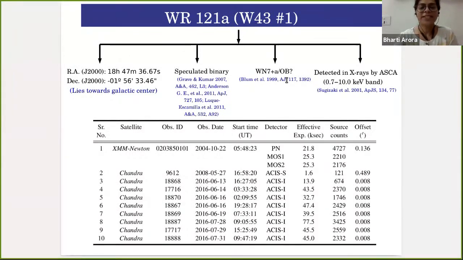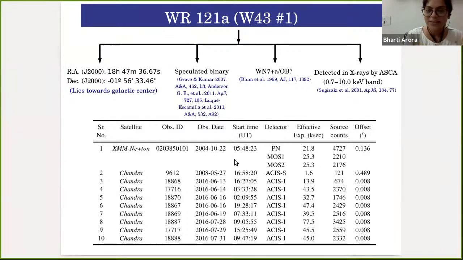This object was first detected in X-ray by the ASCA Galactic Plane Survey in the 0.7 to 10 keV energy range. Therefore, the motivation to study this source is to systematically search for its binarity. For that, we have used archival X-ray data from XMM Newton and Chandra, as listed in this table. This source was observed for a total of 10 epochs by XMM Newton and Chandra, and out of the 10 epochs, mostly Chandra has observed this source.